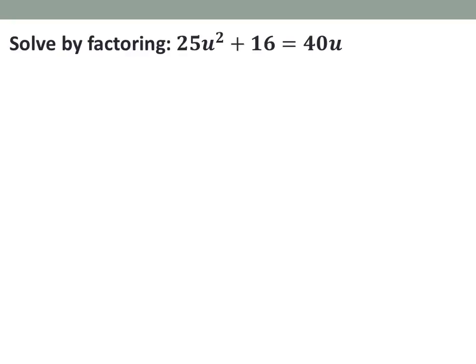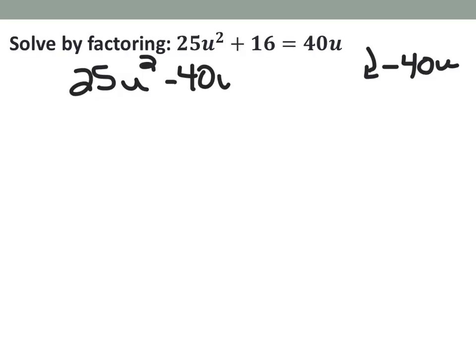For this next one, the numbers are a little bigger. That's okay, but we've got this in non-standard form. We need squared term, linear term, constant, so we need to subtract this guy to the other side. Let's go ahead and do that. We're going to subtract 40u from both sides. That gives us 25u squared minus 40u plus 16 is equal to 0.